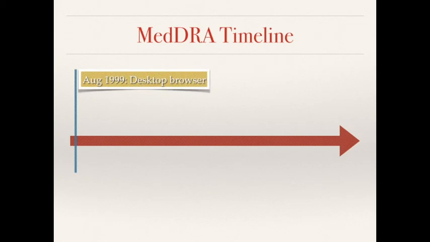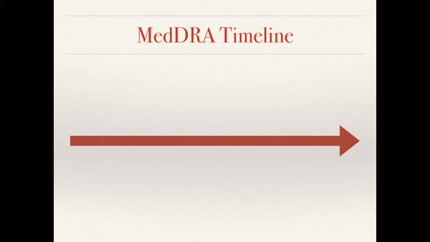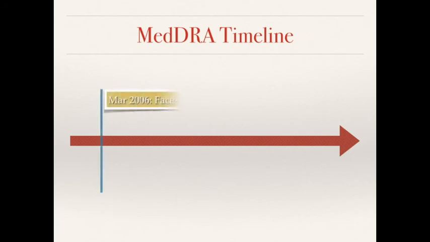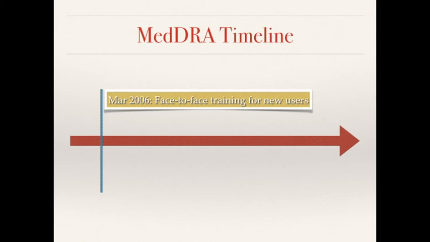In August 1999, the MedDRA Desktop Browser, or MDB, was made available to users. In March 2005, the MSSO undertook the expansion of the medication error hierarchy in version 8.0. The purpose of the hierarchy was to facilitate the goal of accurately capturing various types of medication errors and ultimately preventing them to improve the quality of public health care. One year later, free face-to-face training for new users became available to help them gain a better understanding of MedDRA.